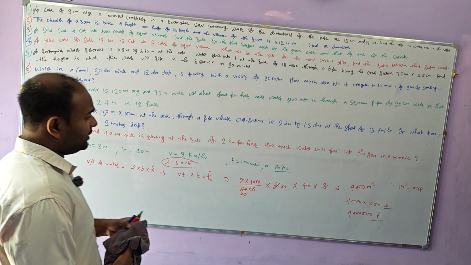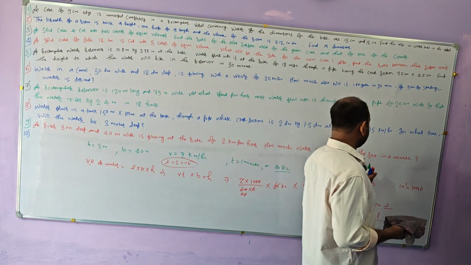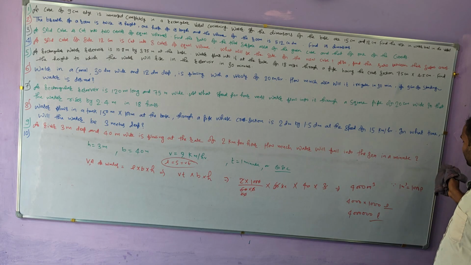So 4 lakh liter water falls into the sea in a minute. That means in 60 seconds.